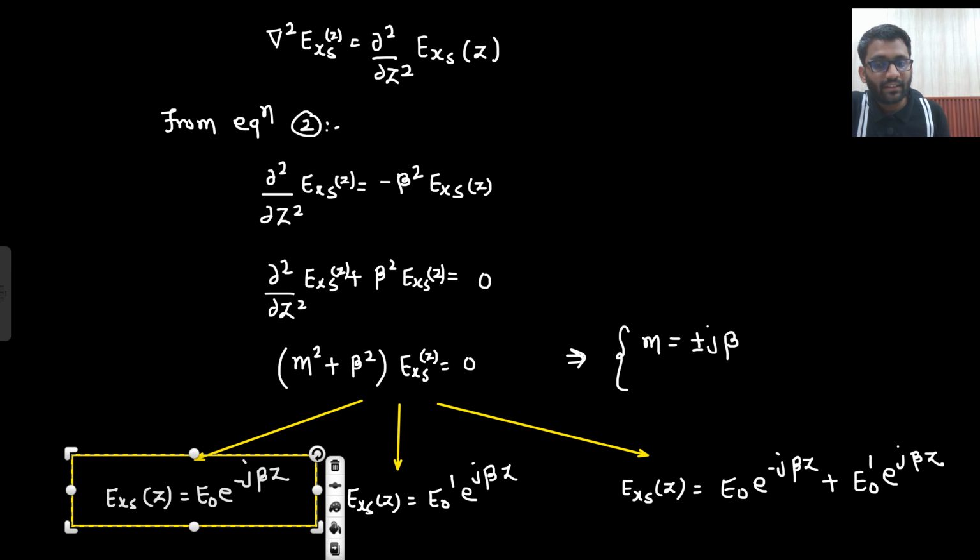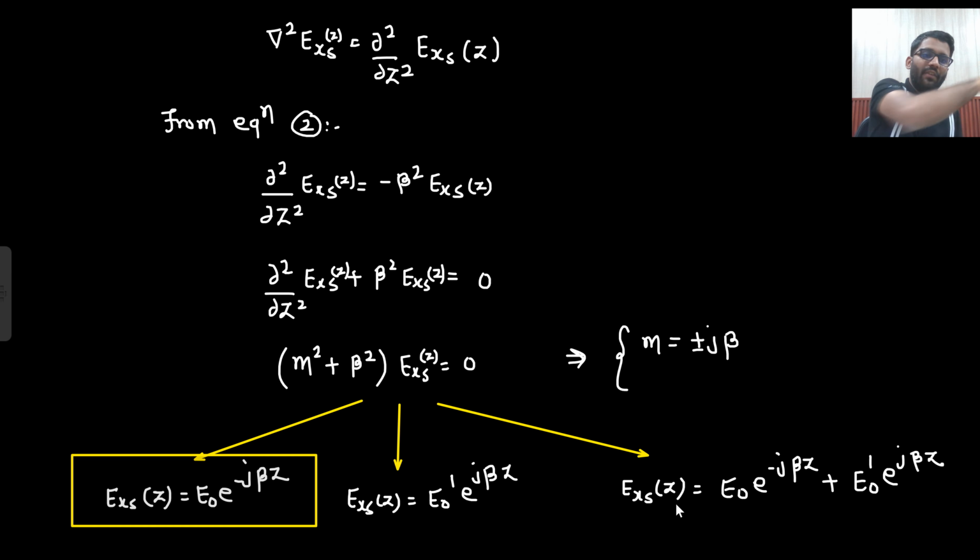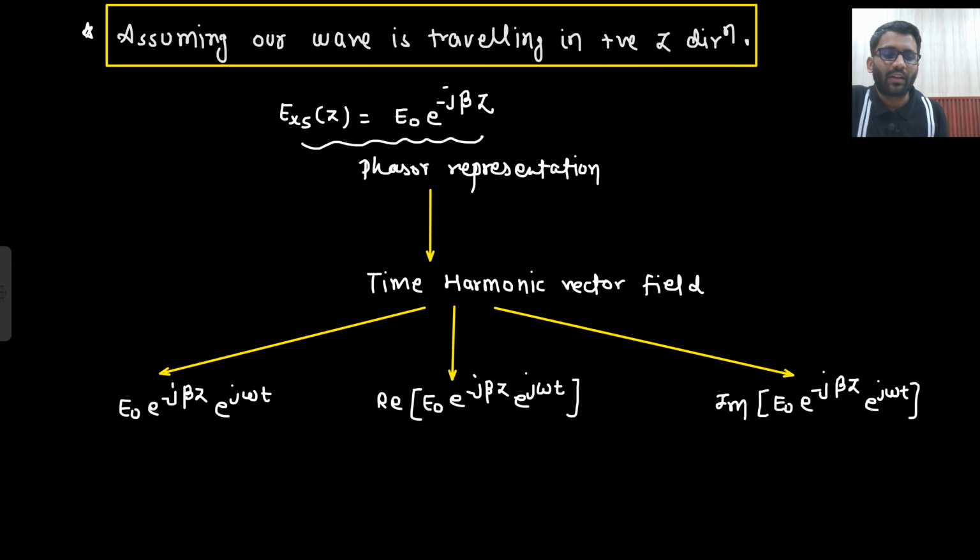Why are we taking this answer in action? Because we will only see one dimensional motion. Here the wave is traveling. The wave is not traveling in this direction. In this direction only the wave is traveling. So this is what we are going to take. So assuming the wave is traveling in positive z direction, this is the third assumption we are making.